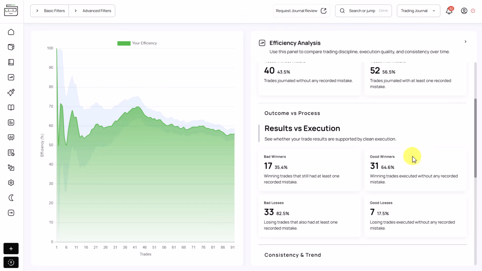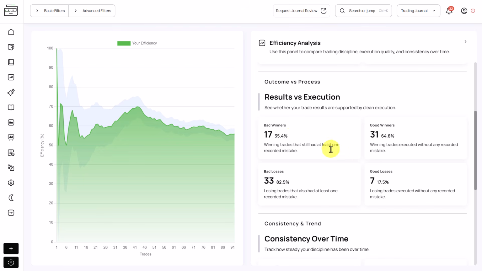And good winners are those types of winning trades where you did not make any mistake. And this is also really interesting to see about your losses. Not all losses are necessarily bad losses. We have 7 good losses in here where, although the trade turned out to be a losing trade, we followed all of our rules on those trades.